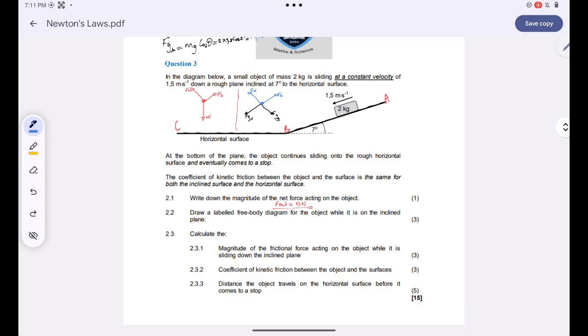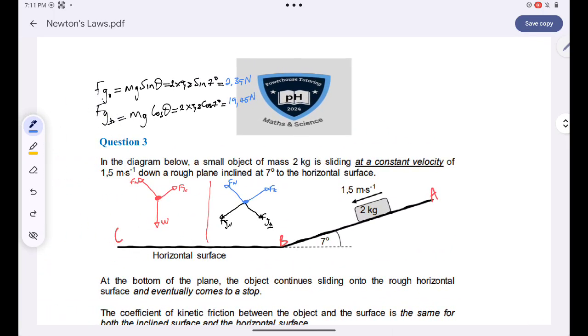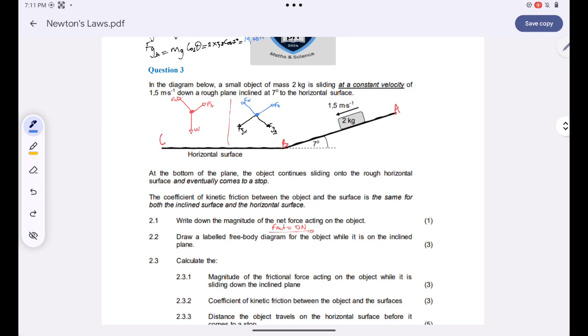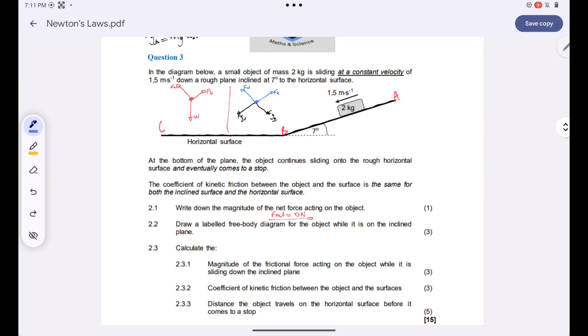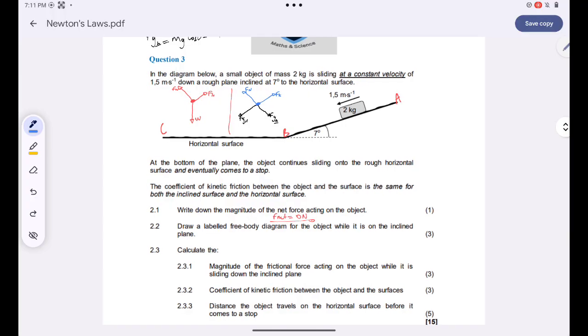First question, they want us to calculate the magnitude of a frictional force acting on the object while it is sliding down the incline. Remember that, guys, a frictional force is given by mu k. What do they want? The magnitude of a frictional force, right? Do you have a kinetic friction coefficient? No, we don't have.